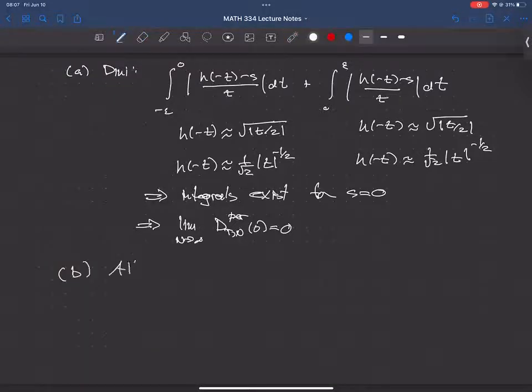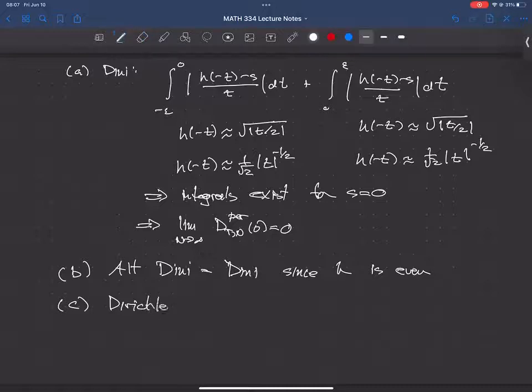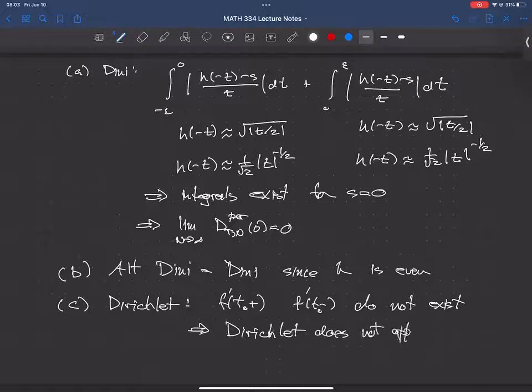So the alternative Dini's test that I gave is equal to Dini, again since h is even. Okay, and then Dirichlet doesn't apply, since f prime of t naught plus and f prime of t naught minus, these limits don't exist. Dirichlet does not apply. Again, Dirichlet's test is only a sufficient condition. This doesn't mean that the Fourier series diverges. It only means that Dirichlet's test doesn't apply. Okay, good.